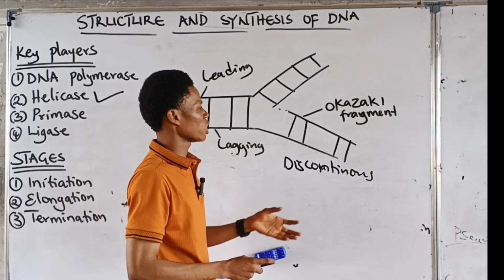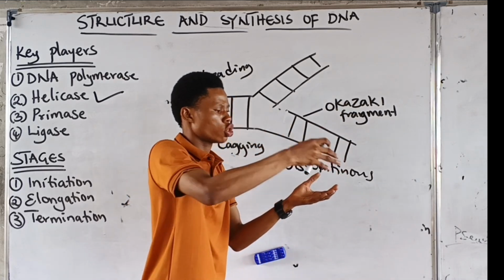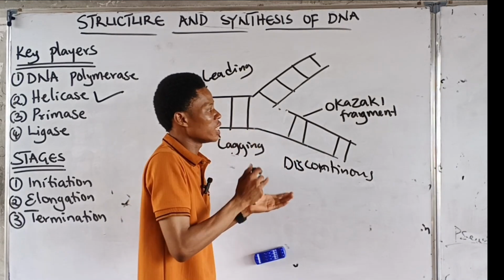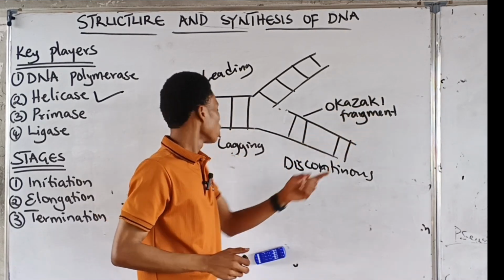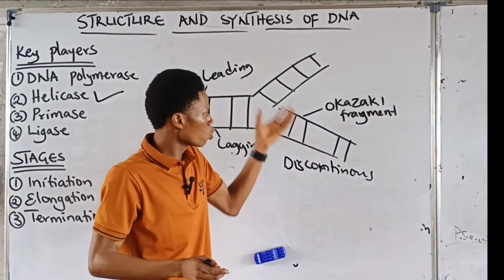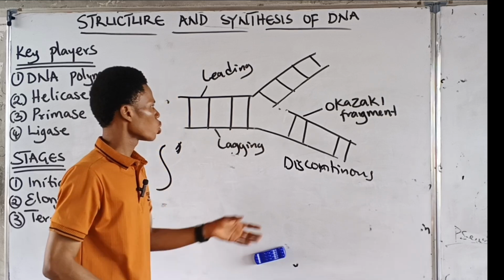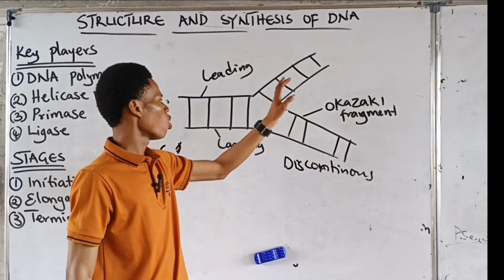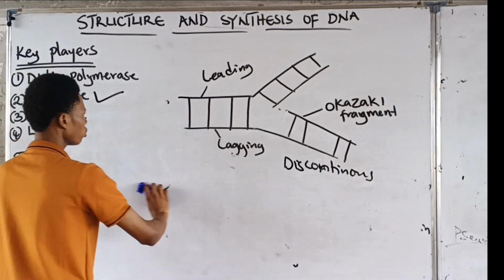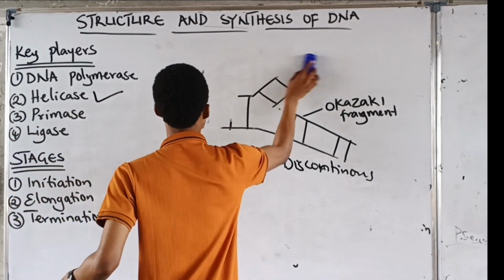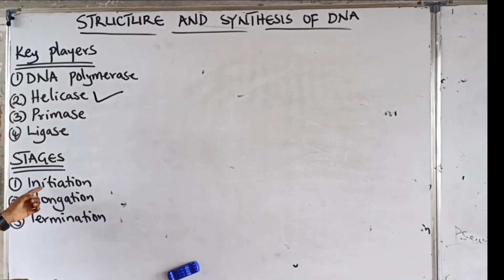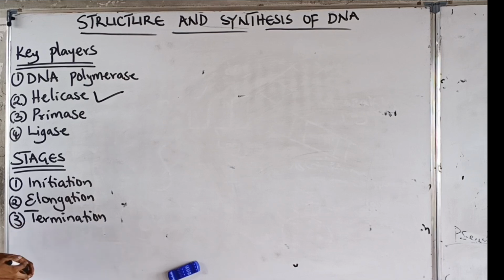So Okazaki fragments are actually short fragments. The short fragments on the lagging strand of the DNA are called the Okazaki fragments. We have our ligase here that will join all those short strands together, filling all those gaps. So we have our normal DNA strand. So the Okazaki fragment is just short fragments on the lagging strand of the DNA. All right. So that being said, the stages of DNA synthesis can be summarized into initiation stage, elongation stage, and termination stage.